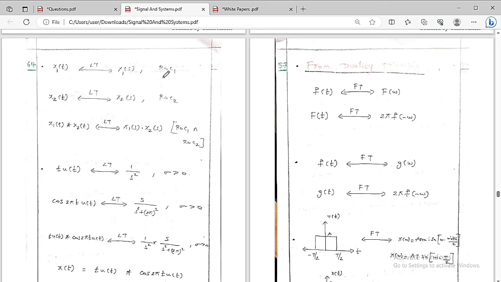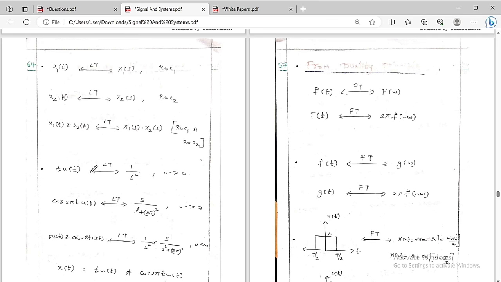with an ROC that is the common ROC of these two, or the intersection of these two different ROCs, which is ROC1 intersection ROC2. It means whatever is common to these two ROCs becomes the resultant ROC for this signal. So the convolution in the time domain becomes the product in the Laplace domain.